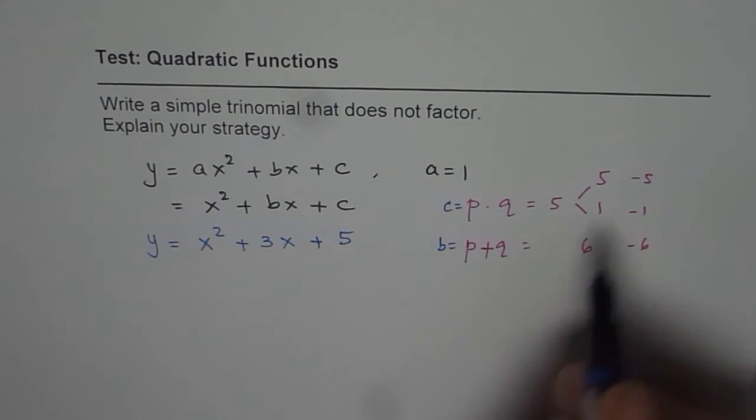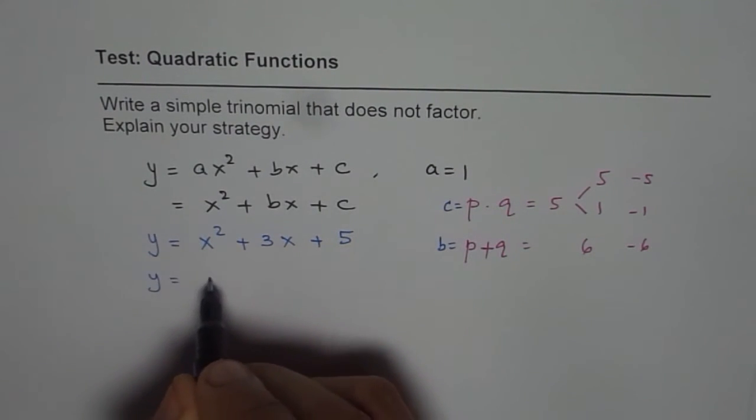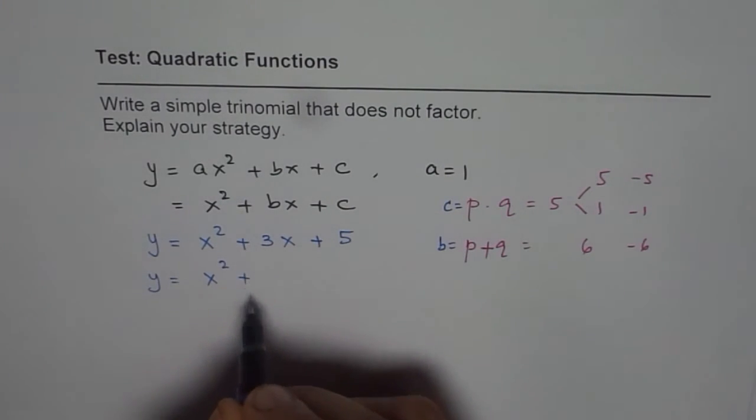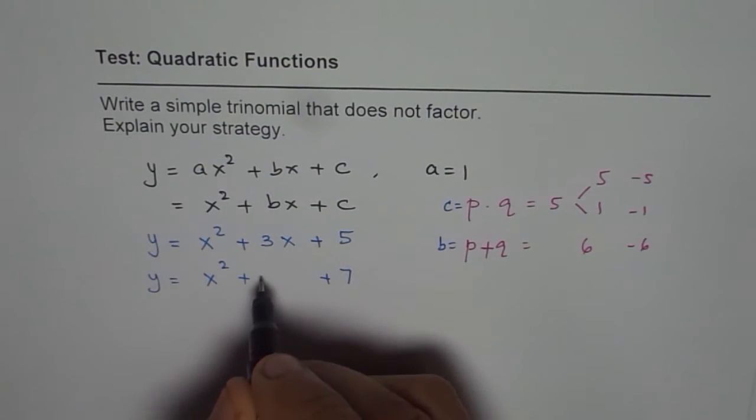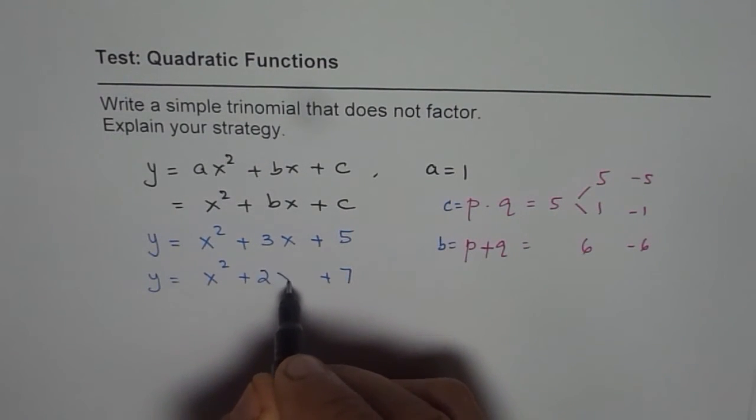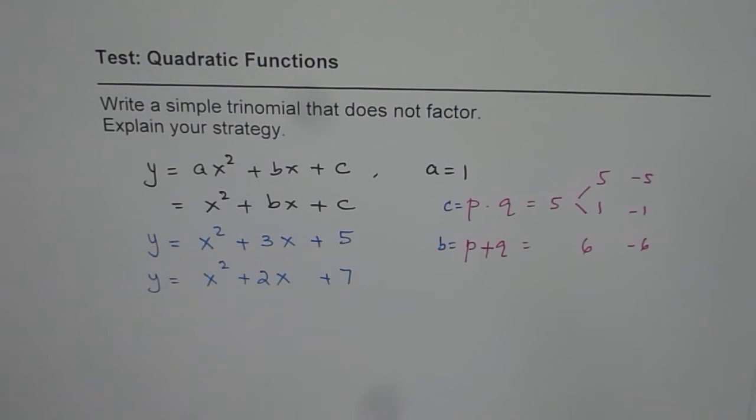We could take 7, for example. So the other polynomial could be x squared plus, let me write 7 first. 7 times 1 is 8, the sum. So instead of 8, if I write something else, let us say 2, right? It will never be possible to factor this particular trinomial. So like this, we can give more and more examples. I hope you understand and appreciate the concept.